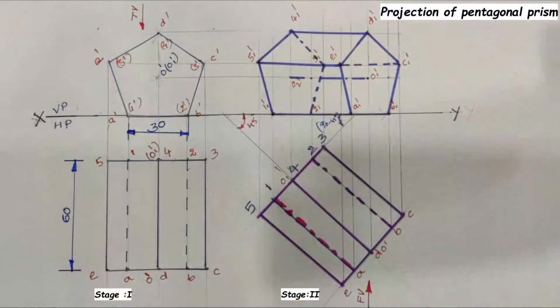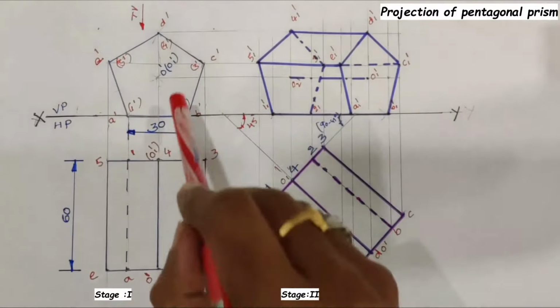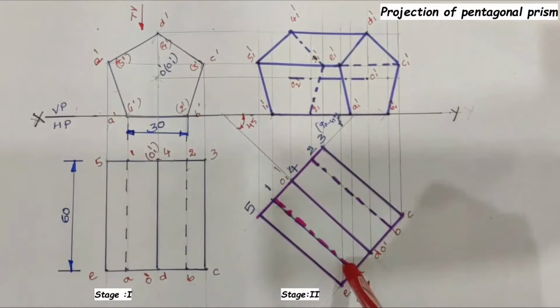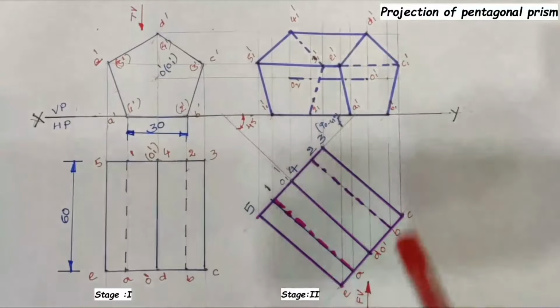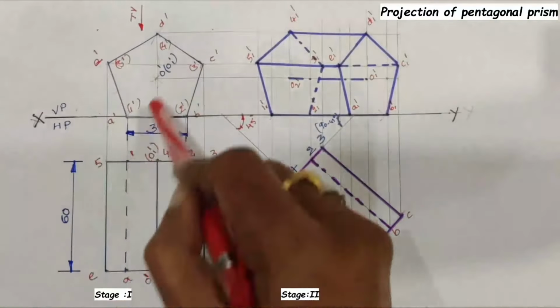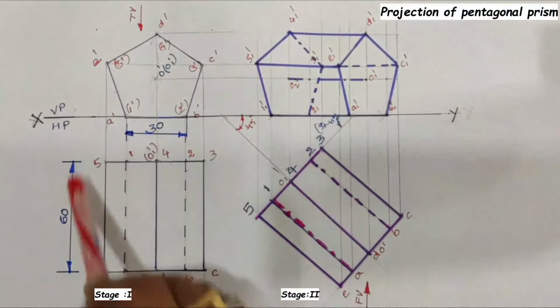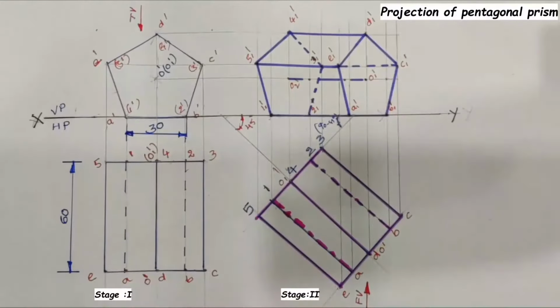Now we will see the pencil usage details in this drawing. Here, the first stage front view as well as top view, second stage top view as well as front view are with H pencil. The construction lines are with 3H pencil. Dimensioning is with 2H pencil.